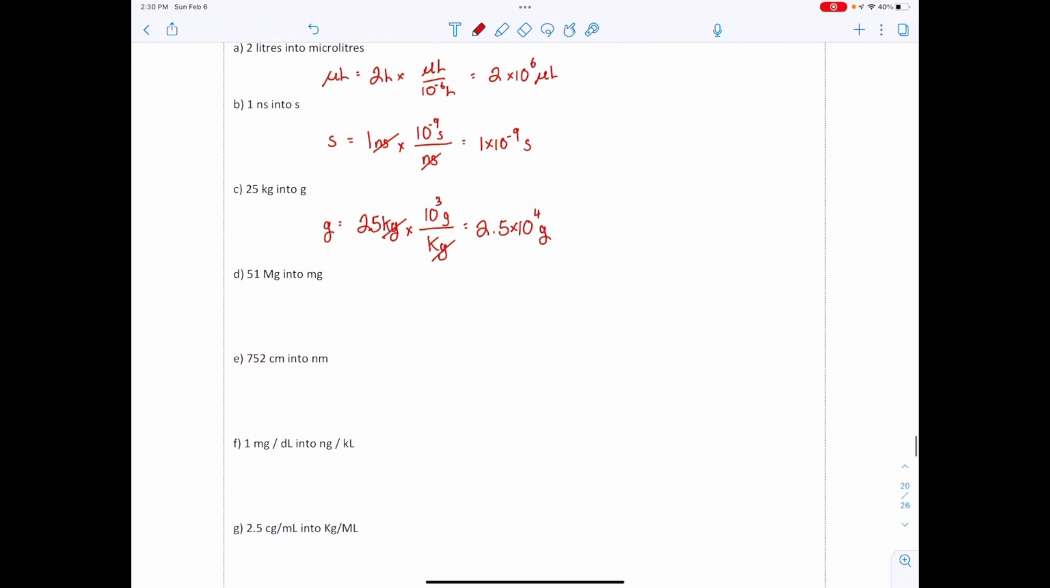D, here I have 51 megagrams going into milligrams. Okay, so now we have two prefixes. We have a megagram and we have a milligram. Just a reminder that there's no direct path between megagram and milligram. So we're going to go from megagrams to the base unit grams, and from grams to milligrams. So mg equals 51 megagrams. Let's get out from megagrams into grams. And then now that we're in grams, we want to get out from grams into milligrams.